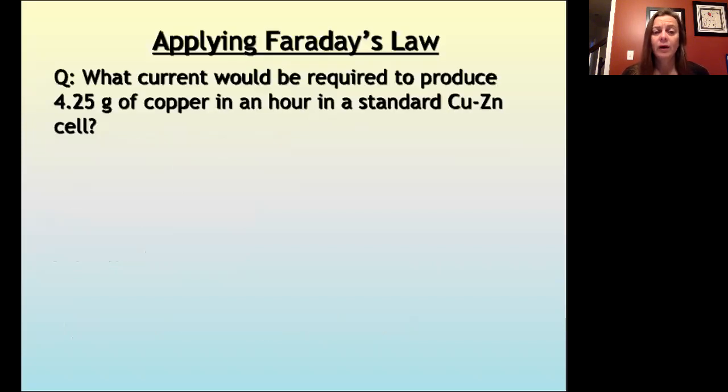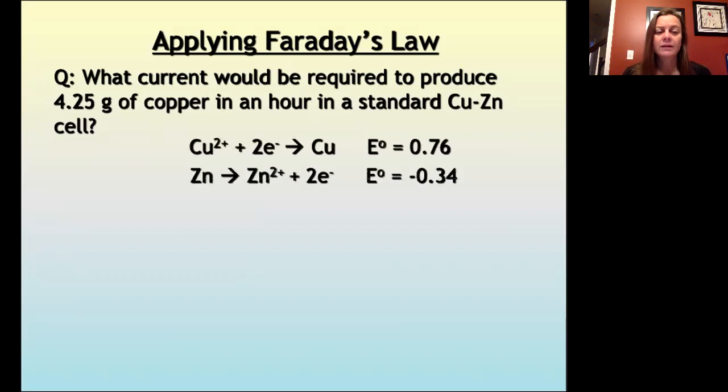Okay, so how do we apply this? Well, questions typically look like this. What current would be required to produce 4.25 grams of copper in an hour in a standard copper zinc cell? So this is really just a stoichiometry problem, but before we can do our stoichiometry problem, of course, we need a balanced chemical equation. So we're going to write our copper half reaction. The copper ions are receiving 2 electrons and forming solid copper. And the zinc is dissolving into zinc ions and electrons.